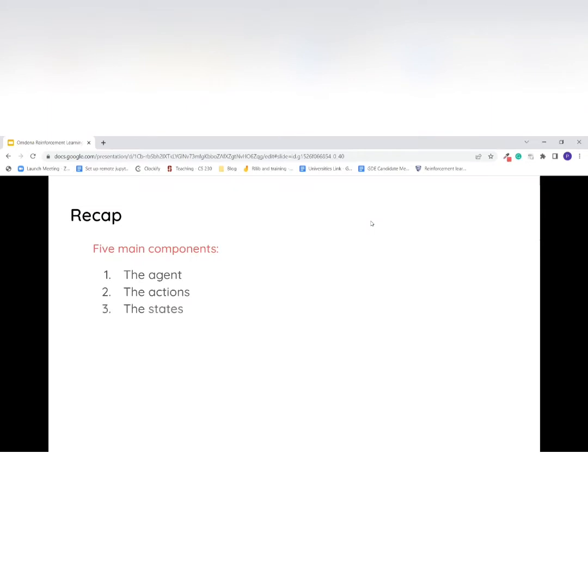We have the states. Given those actions the agent takes, the environment is going to change, and it will give us a new state. The reward, which is feedback to the agent about its actions. If it did a good action, we will give it a good reward. And if it did badly, we will give it a penalty. And we have the policy, which allows the agent to choose the best actions to take.